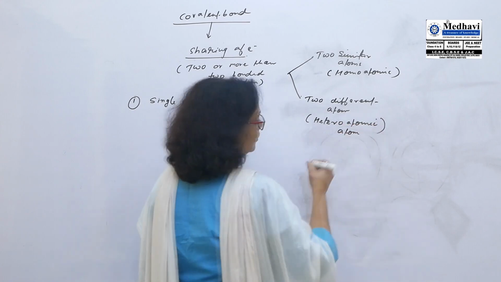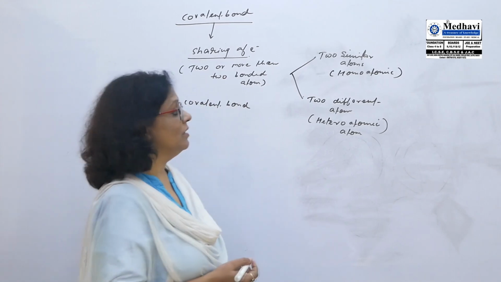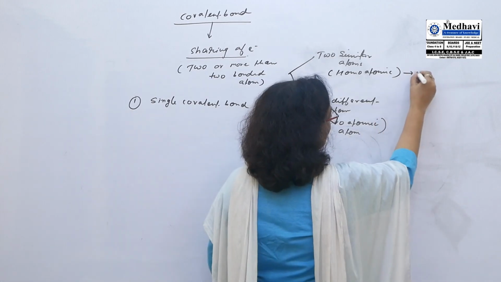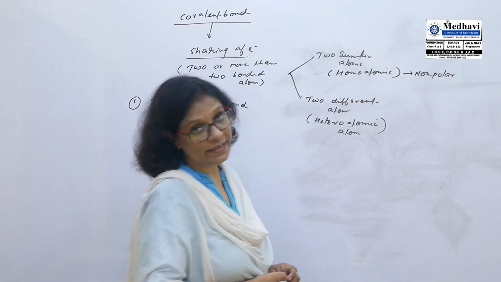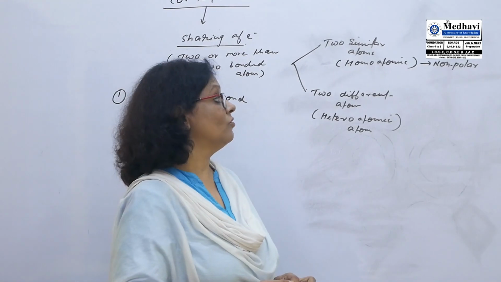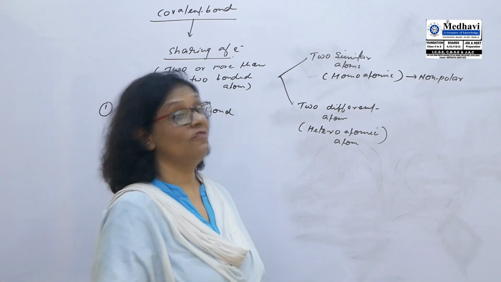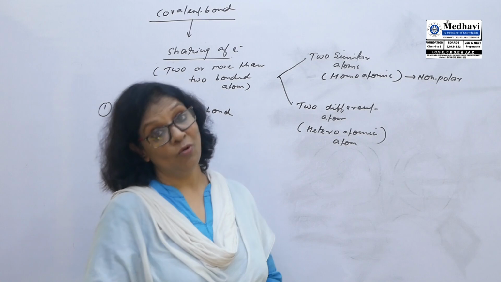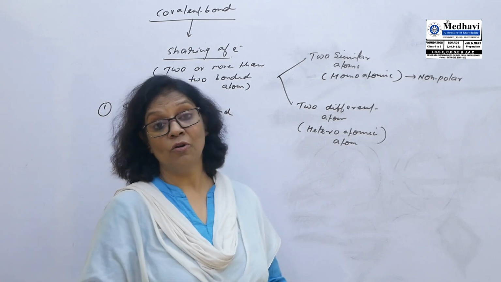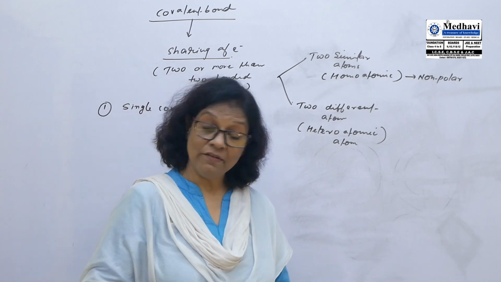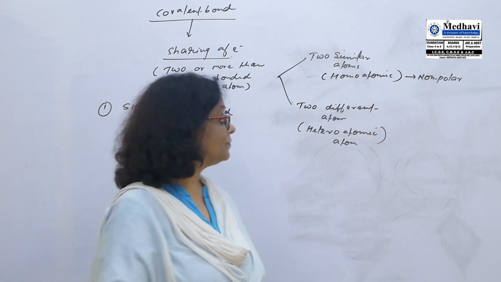Here one very important topic I am going to introduce. When the bond is formed between two similar atoms, such a bond is called a non-polar bond. Very important points: polarity, dipole moment. This is one of the most important parts of chemistry as well as physics. In physics, electrostatics, we study dipole moment. How to find dipole moment? What is a dipole? Derivation of electric dipole moment, and derivation of electric field due to a dipole at its axial or equatorial position.